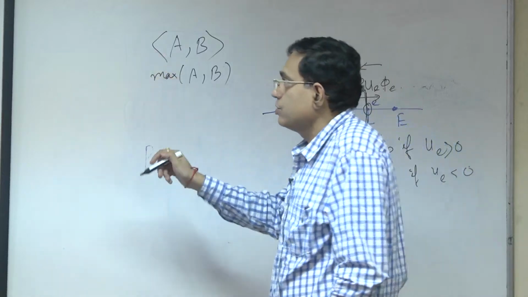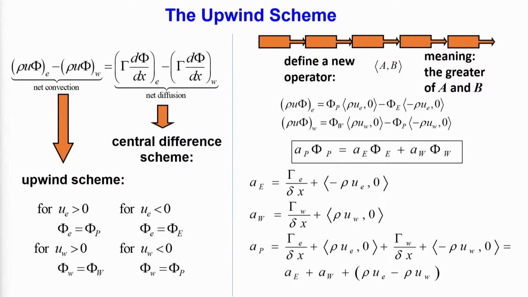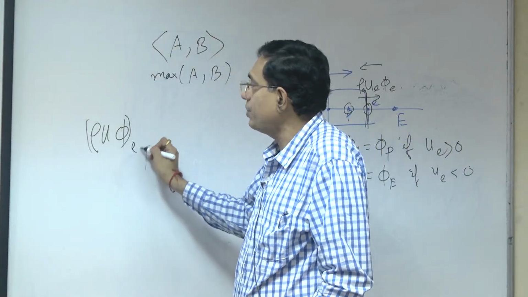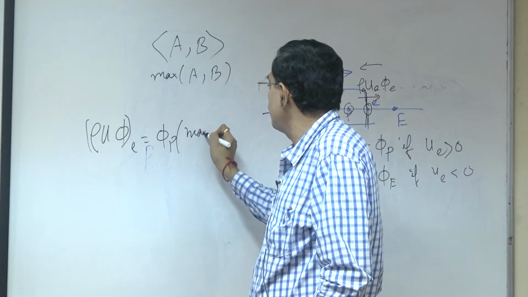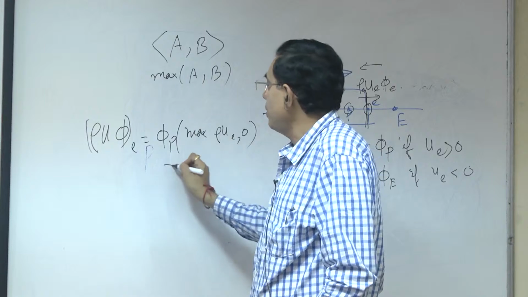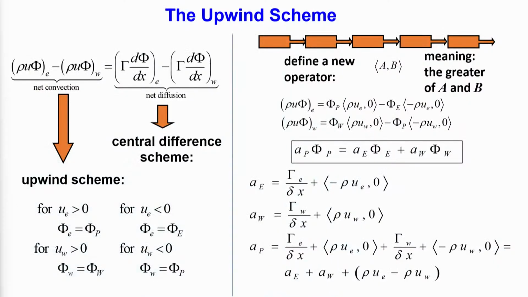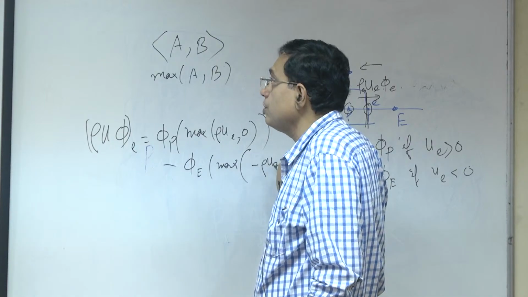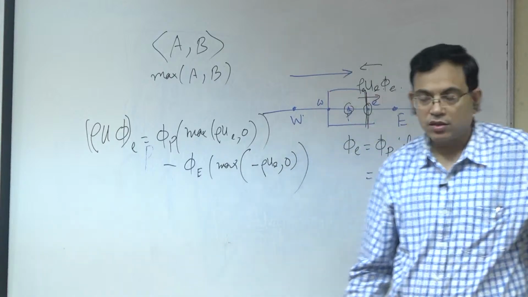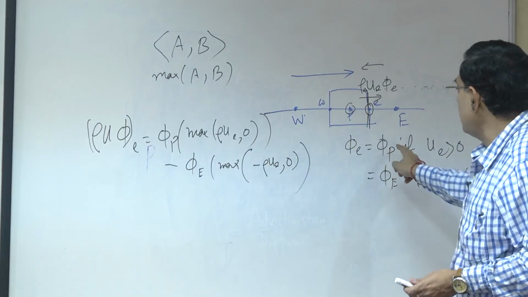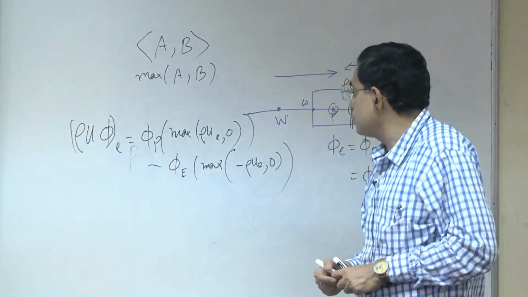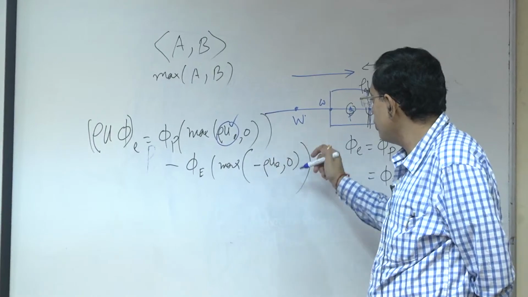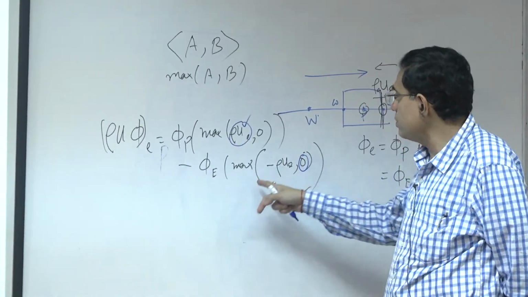Okay. So, look at the first expression that is written. What it does is basically combine these two different steps into a single one. So, it says that rho u phi e is equal to phi P into max of rho u e comma 0 minus phi E into max of minus rho u e and 0. So, if you take the first example, that u e is greater than 0, then max of rho u e and 0 is rho u e, and then max of minus rho u e and 0 is 0.